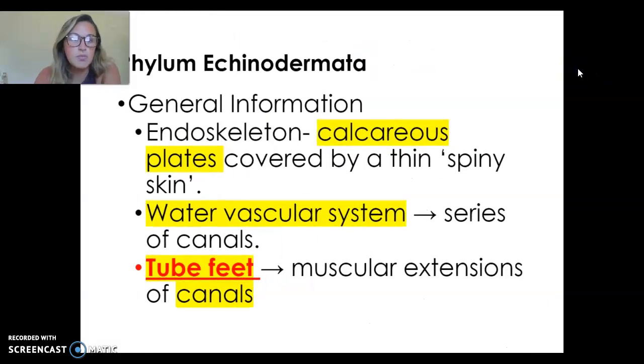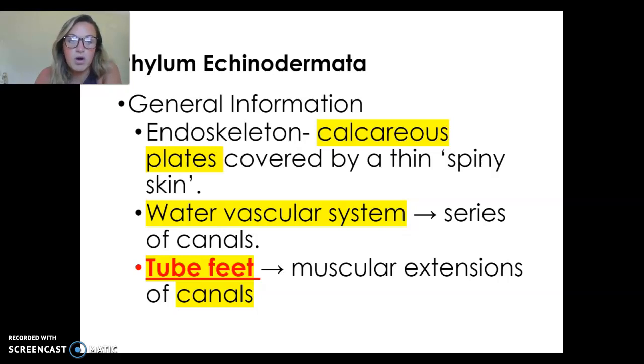All right, going on a little bit more with general information, they do have what is referred to as an endoskeleton, meaning that they have an internal skeleton, which is basically composed of calcareous plates, so calcium carbonate-based plates, that are covered by a thin, spiny skin. Once again, basing it off of the word echinoderm, meaning spiny skin.